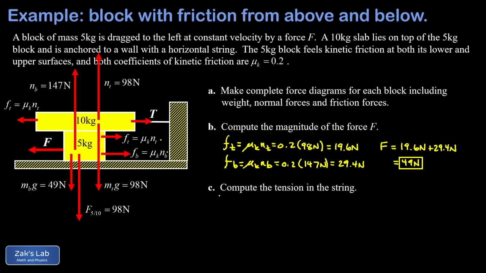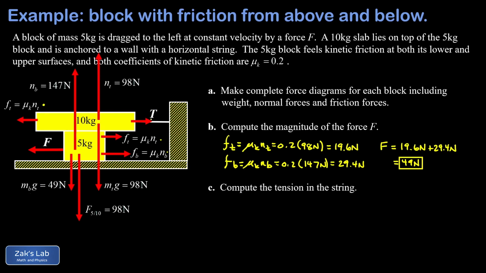Finally, we want to find that unknown tension in the string. So now we're analyzing forces on the 10 kilogram block. And there's not much going on to the left and right. I see a friction force pointing to the left. That's the friction force at the contact between the two blocks. We already computed that as 19.6 newtons.